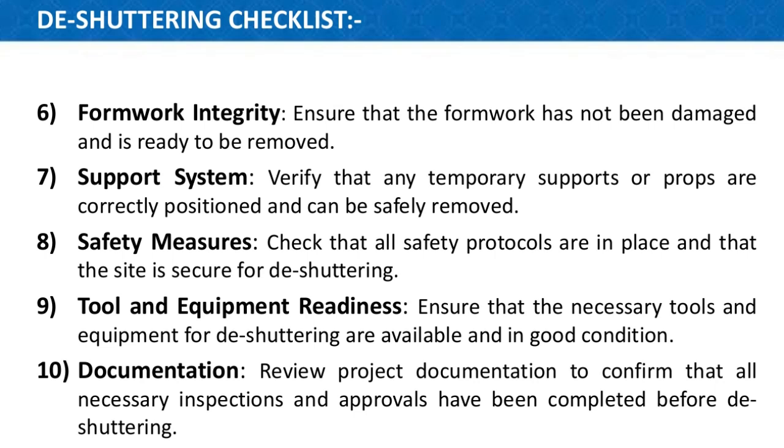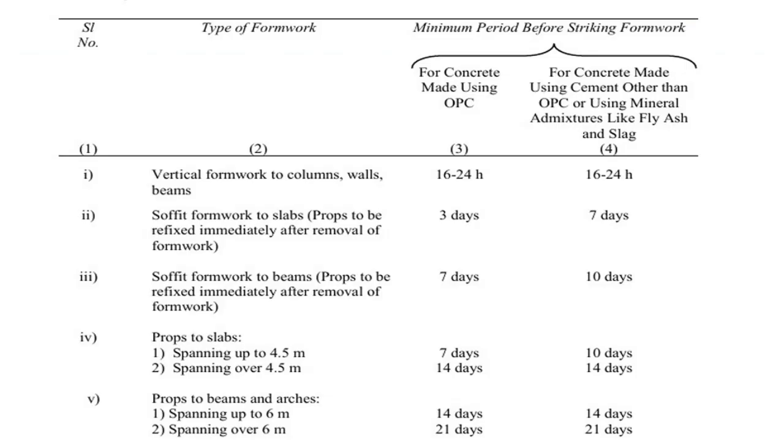And what is the deshuttering time as per IS 456? That is given in the table 11.3.1, table 1. Here you can see concrete made using OPC, and concrete made using cement other than OPC, or using mineral admixtures like fly ash and slag. So for the vertical formwork, 16 to 24 hours for the OPC and 16 to 24 hours for the other.